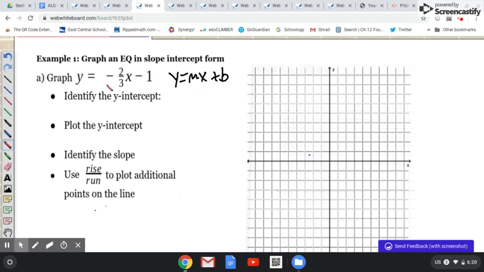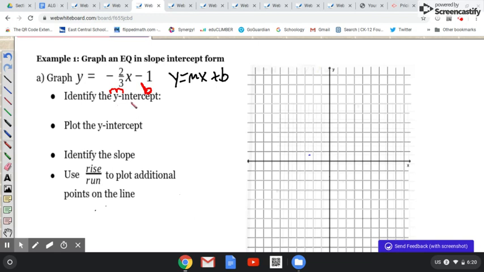I have y equals, here's my m right here. Here's my x plus, even though it's minus, it can be like plus a negative. This is my b right here. So it's in y equals mx plus b. So we can go through our other 3 steps.